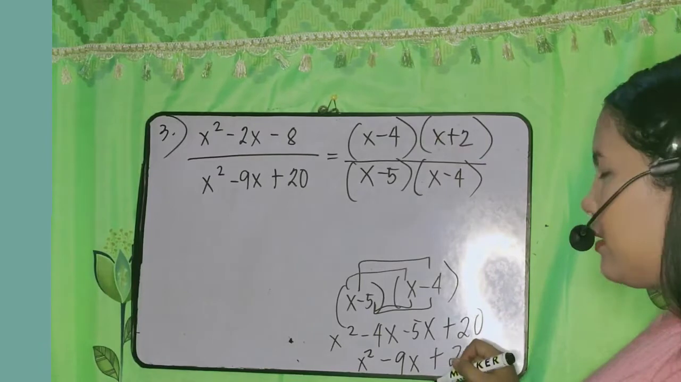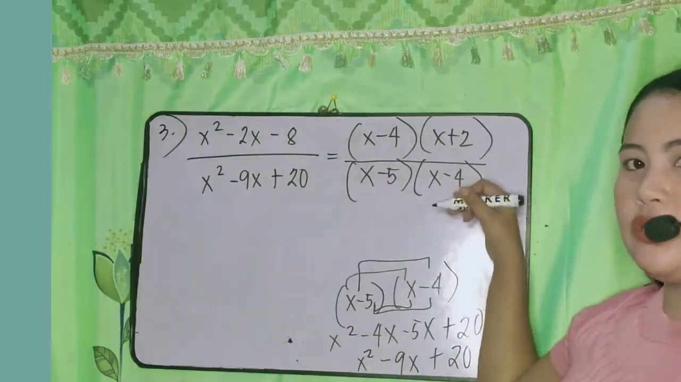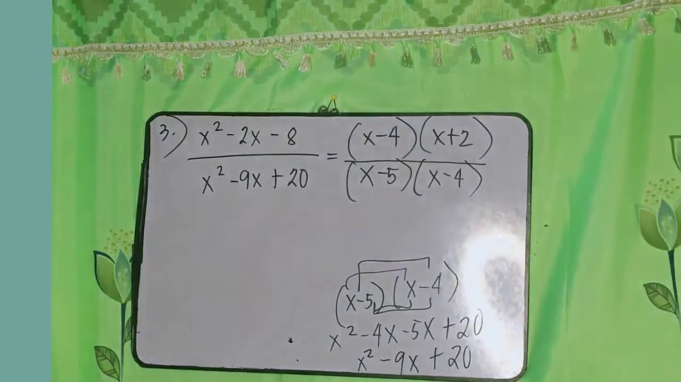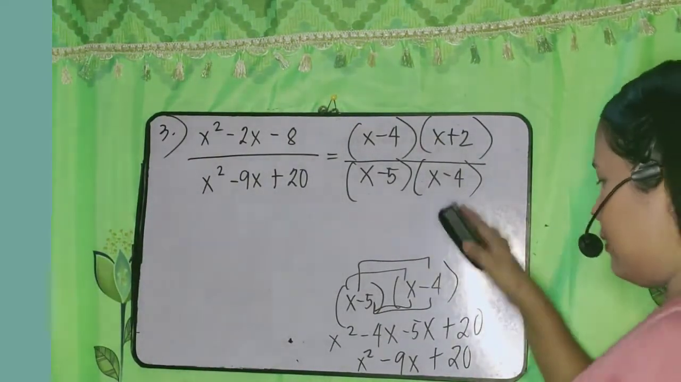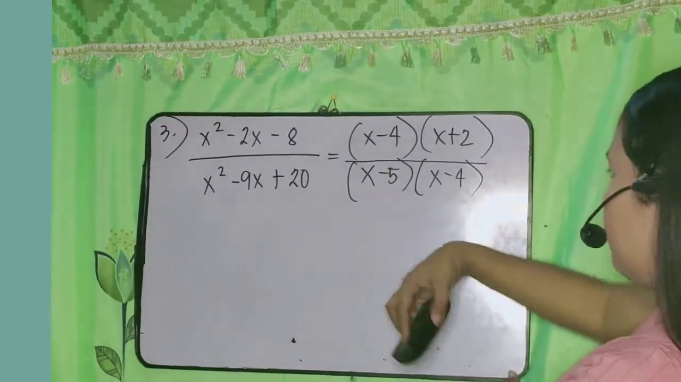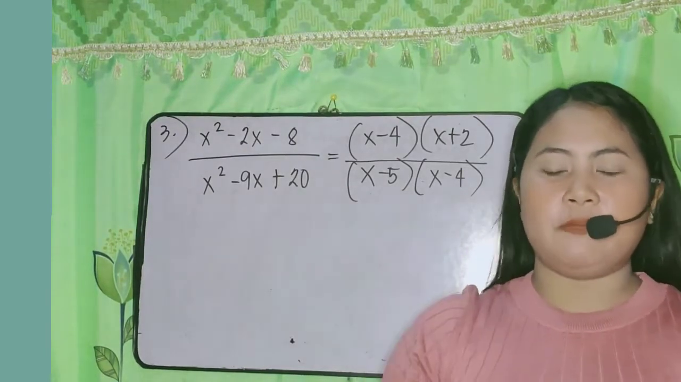Question, sumakto po ba ito sa denominator natin? Yes, sumakto po. So, meaning, tama yung nakuha natin na factor. Okay? Okay. So, ayan. So, erase na natin to. Okay. So, once nakuha natin yung both factor ng numerator and then denominator, of course, simplify na natin.